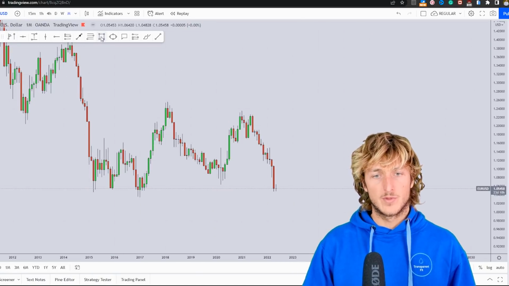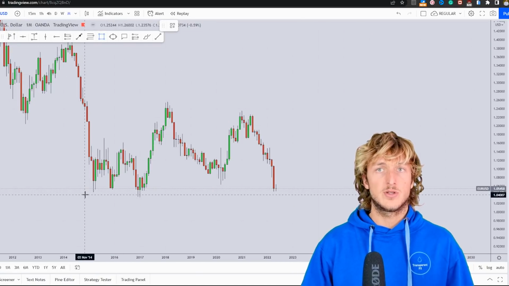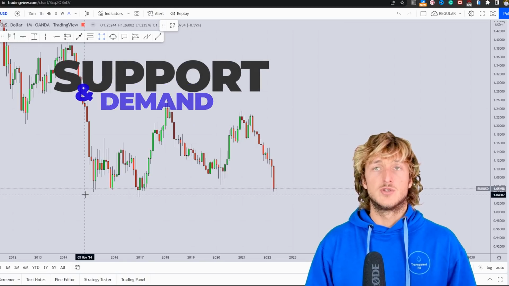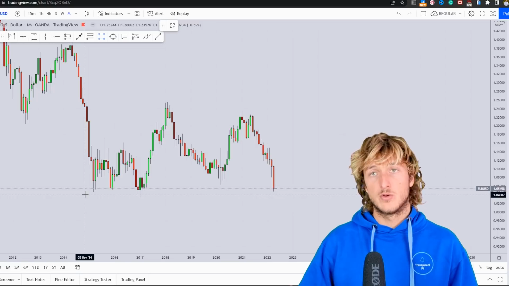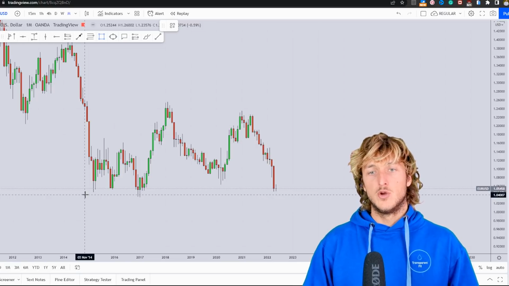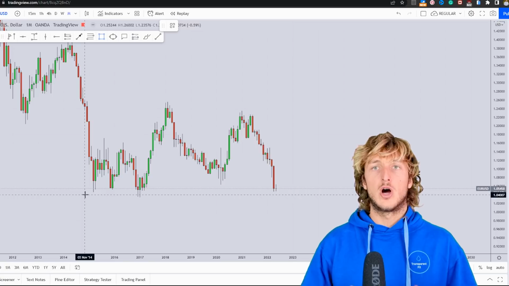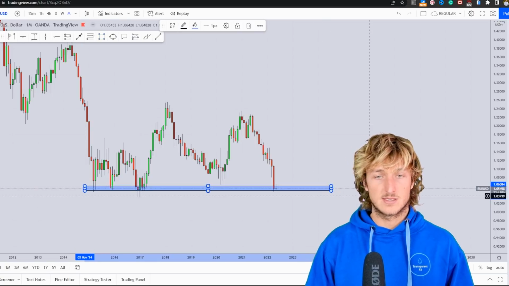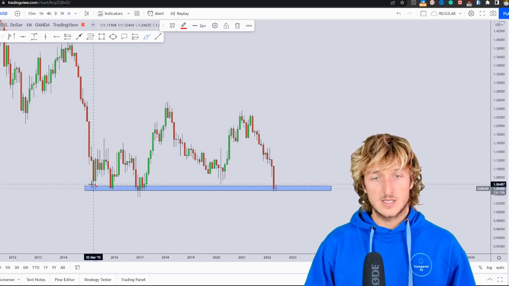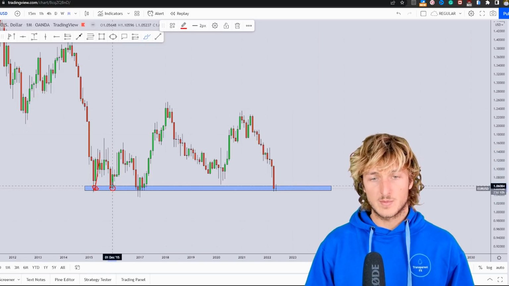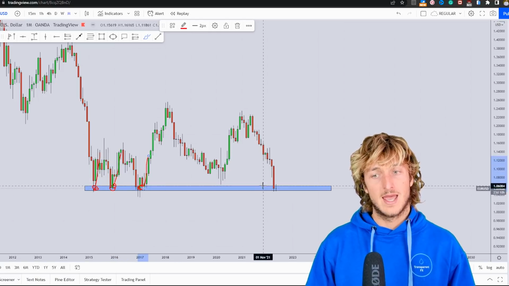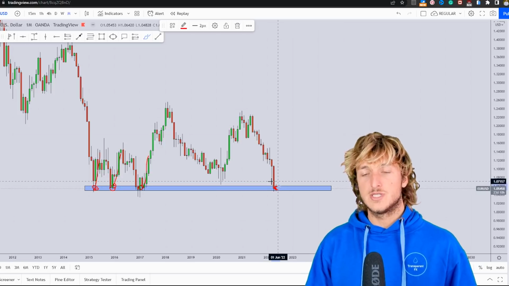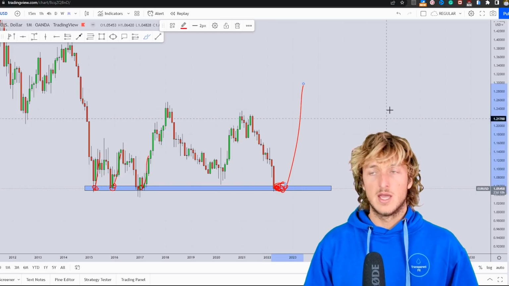Now, for example, we know that institutional levels are usually monthly support and demand areas. So basically support and demand or resistance and supply zones that we see from a monthly perspective. So long-term historical structure levels. For example, we are currently testing one of those. In fact, we can see how from here the market had started this move to the upside, again from here, again from here. At the moment, we're testing this exact same area.